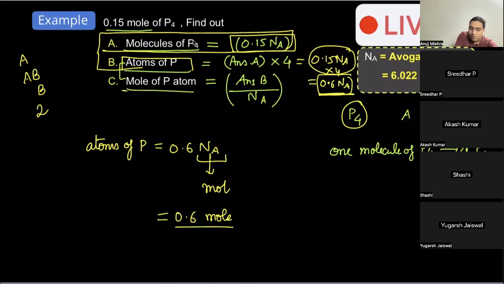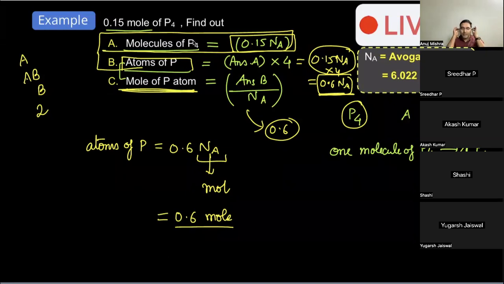The question was how many moles of P atom. So what's my answer? Answer of B upon Na. Answer of B upon Na is what? 0.6. Can you do it? It is easy, very simple.